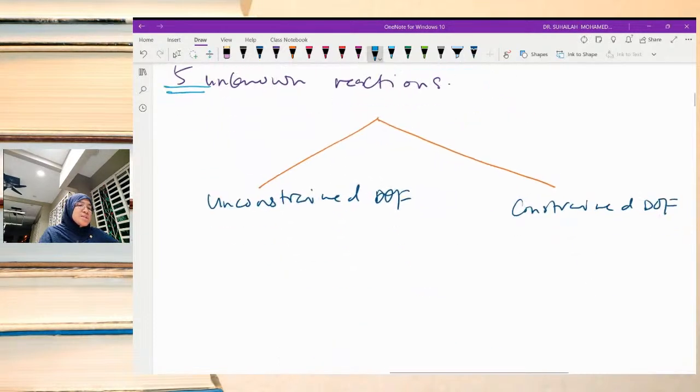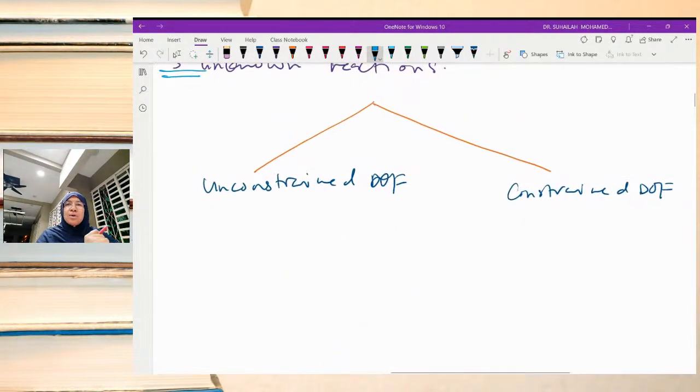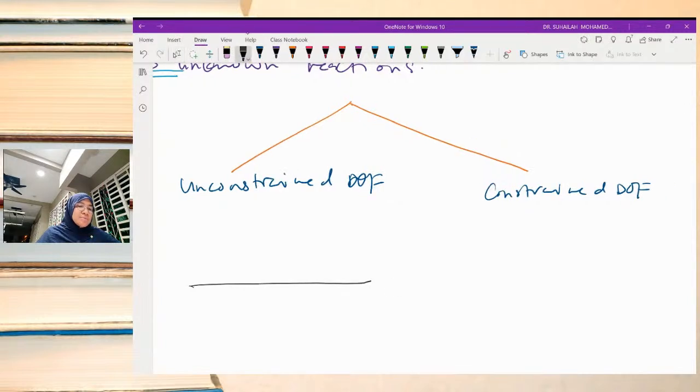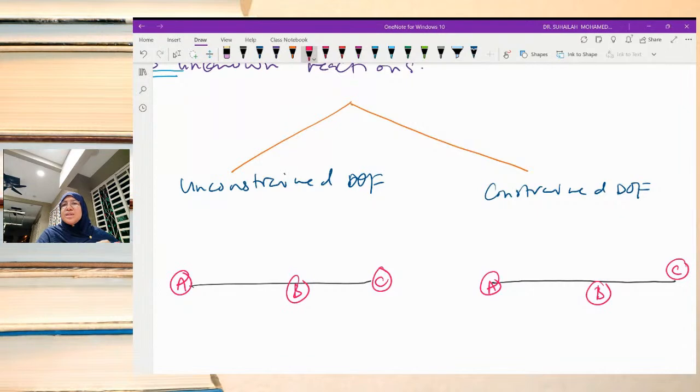Then we just need to sketch unconstrained and constrained. So one line for the unconstrained beam, one line for the constrained beam. We label the nodes A, B, and C. We just need to label the nodes.